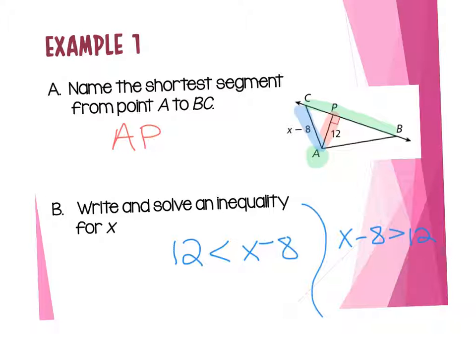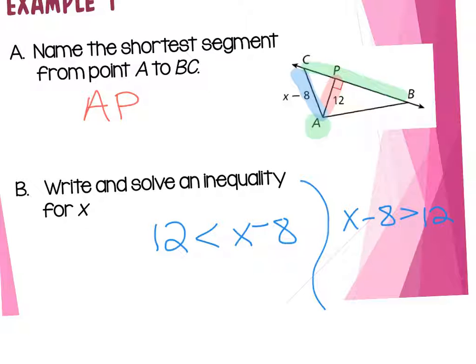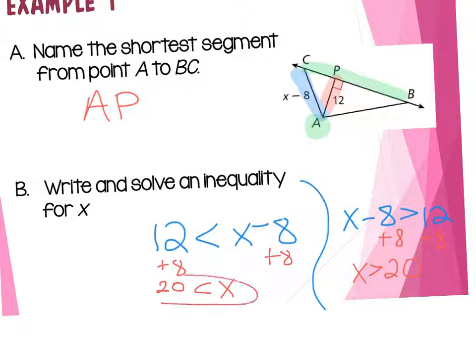With me so far? How do I solve it? Add the 8. And whether you do it on this side or you do it on this side, both of these are read as x is greater than 20.